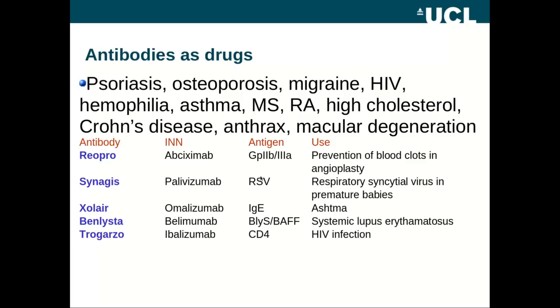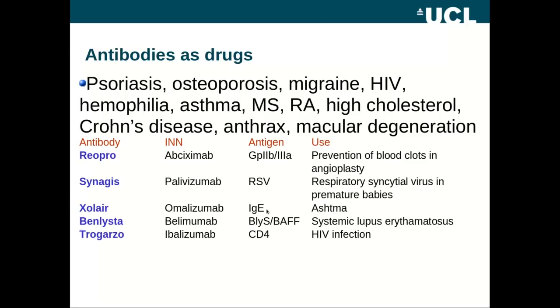This one, Xolair or omalizumab, actually targets IgE antibodies. So this is an antibody being used as a drug that targets other antibodies. And this is used in severe allergic asthma.